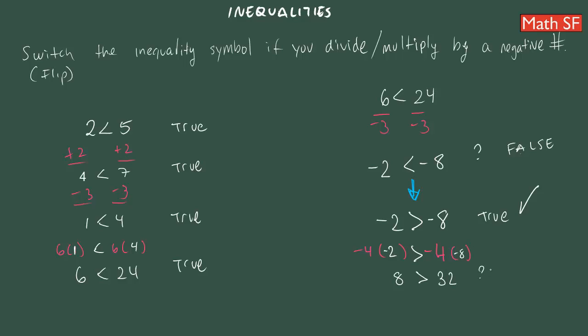So since this is false, in order to keep it true, we must switch our inequality symbol. So 8 is less than 32, and that's true. So remember, when you multiply or divide by a negative number, you must switch the inequality symbol in order to keep your statement true.